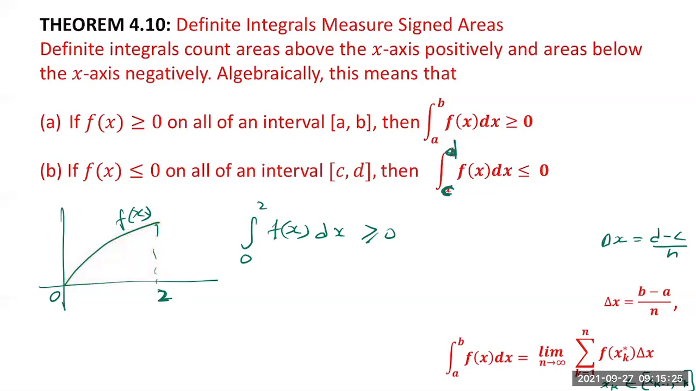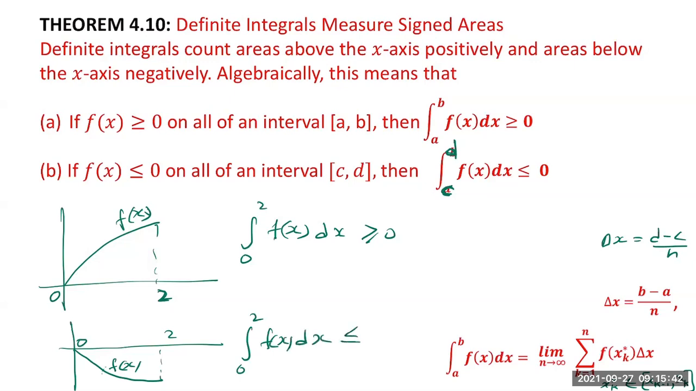Okay. If your function is below the x-axis, say like this, again 0 to 2, this is your f of x this time. Then the integral from 0 to 2 of f of x dx is less than or equal to 0. You get this area as a negative number this time. The magnitude of that negative number is exactly this area, but you will get that as a negative number if your function is below the x-axis. All right, let's move on.